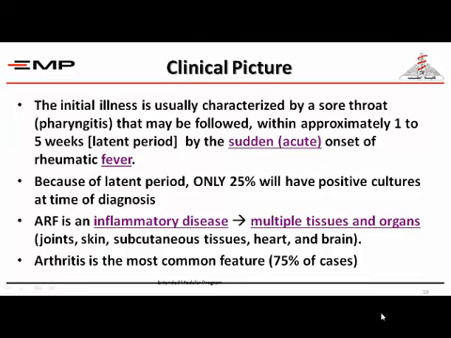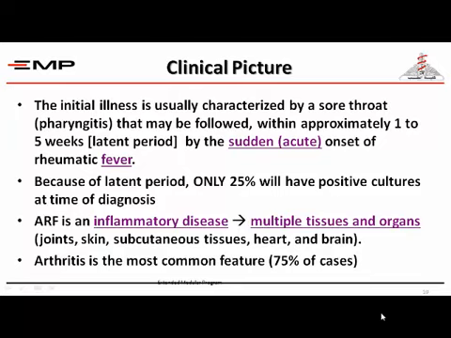So let's go back to the clinical picture. What will happen? Usually, the patient, the kid, will start with pharyngitis or tonsillitis, and then after a period of around 2 weeks or so, until the antibodies are formed, he will start the attack of acute rheumatic fever. Typically, there will be a sudden onset of fever.